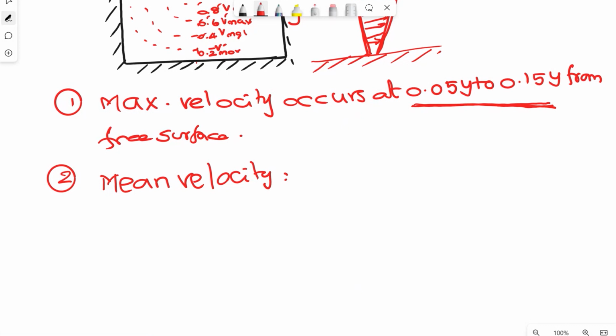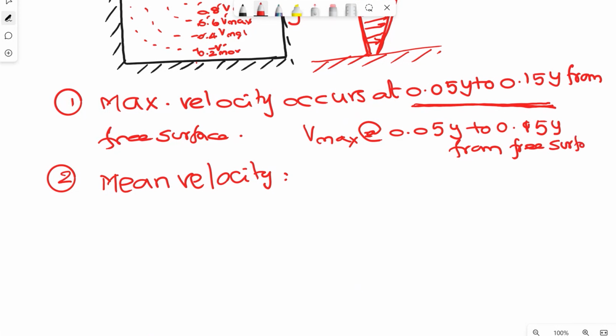Whereas here in the open channel flow, because at the top there is only a free surface, the maximum velocity occurs a little bit below the free surface. That little bit is 0.05y to 0.15y from the free surface. That is the first thing. So Vmax occurs at 0.05y to 0.15y. This word is very important: from the free surface.